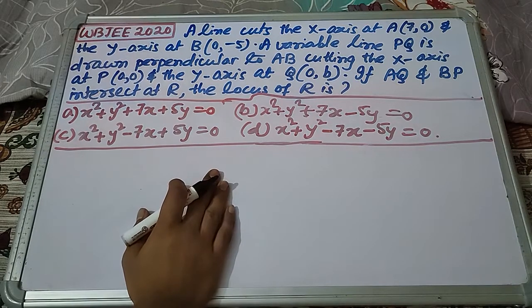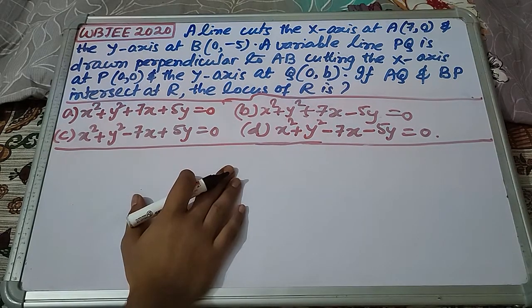So here is the second question of the lot. You can see the question at first glance seems a little bit overwhelming, but if you break down the question into various small parts, the question isn't that tough as it looks. So now let us read the question. The question says, a line cuts the x-axis at A(7, 0) and the y-axis at B(0, minus 5). A variable line PQ is drawn perpendicular to AB, cutting the x-axis at P and the y-axis at Q. If AQ and BP intersect at R, the locus of R is.